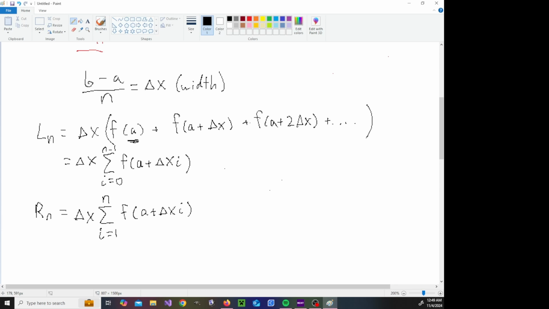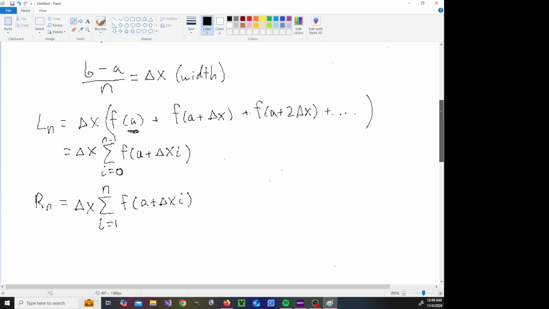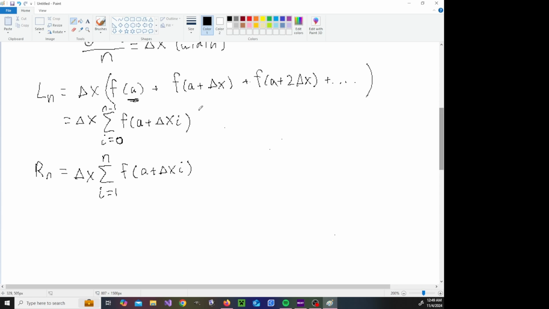So the only difference between my left and right rectangles is going to be whether I start at A and then go to n minus 1, or if I start at A plus delta x, and then I just go up to n, right? So these look a lot alike, except for the indexing.